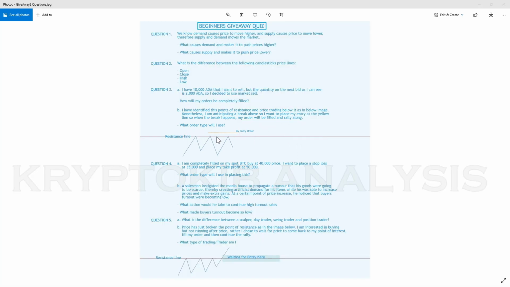What other order type will I use? This is quite simple. The other order type I will use in placing a buy order above market price is a stop limit. A stop limit order. That is the other type that I will use.